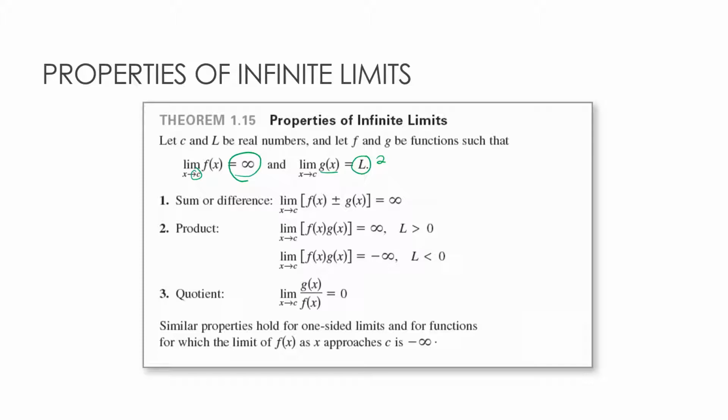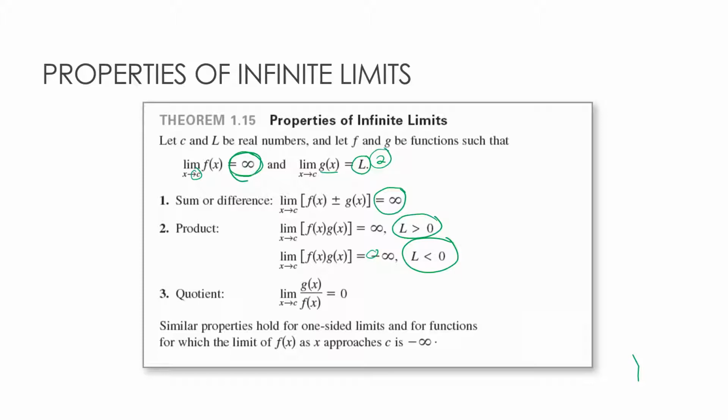Essentially what we're saying is if you're adding the limit of f of x to the limit of g of x, it's going to be infinity, which makes sense because infinity is a large number, and if I add 2 to it, it's still infinity. Same thing with multiplication. If my limit is positive, if I take some number times infinity, I get infinity. If I take some number that's negative times infinity, then I'll get negative infinity.